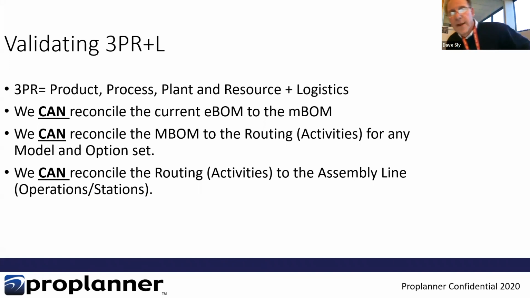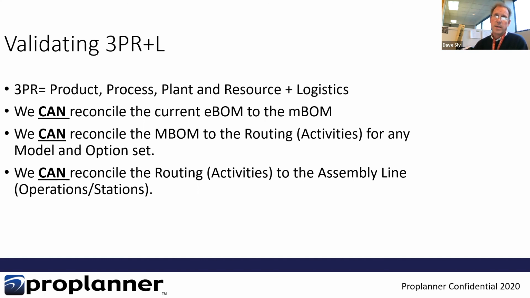So we look at validating the product, process, plan, and resource, we call 3PR, with logistics, the plus L. We can reconcile the EBOM to the MBOM. You've seen us do that. We can reconcile the MBOM to the routing through process consumption and activities, making sure that the routing is only consuming parts in the active MBOM. And we can even do so on a model by model basis.